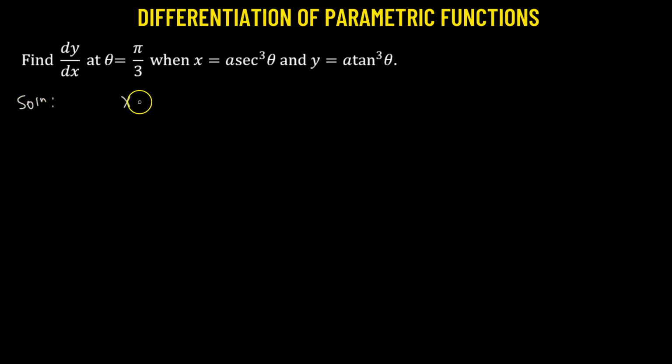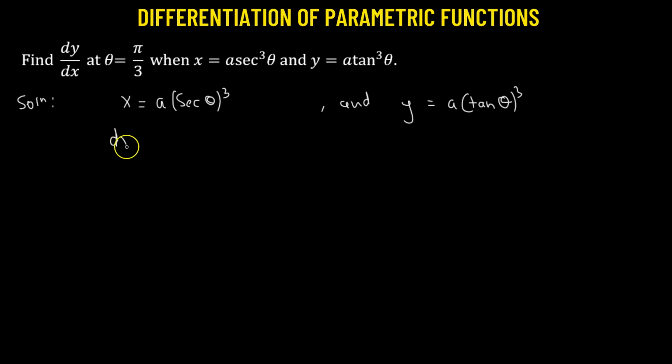Here we are given x equals a times secant cube theta, which can also be represented as secant theta raised to the power of 3. And we have the value of y, which is given by a times tangent cube theta, or simply a multiplied by tangent theta whole cube.